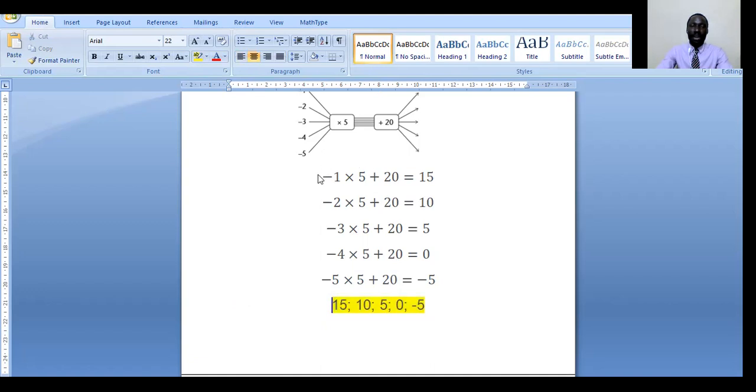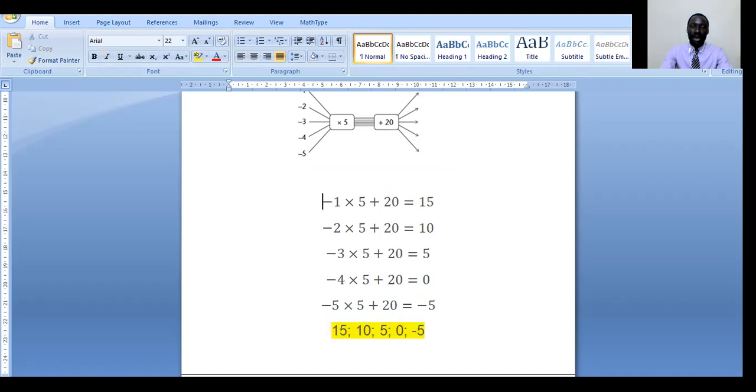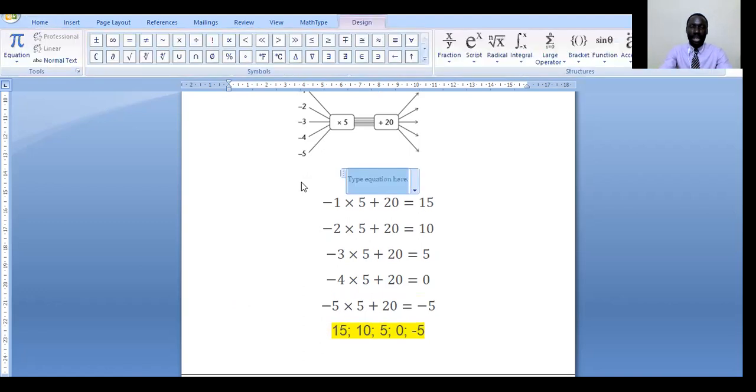These are the numbers that we have used to give us the output, and they are known as inputs. They are starting from -1, to -2, then to -3, then to -4, then to -5. These numbers are known as inputs.